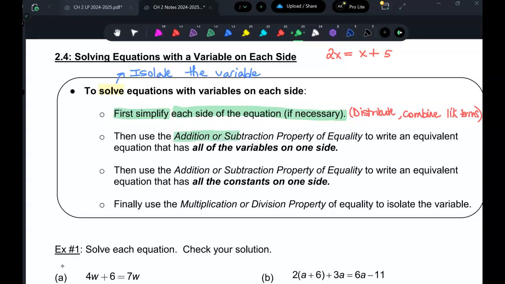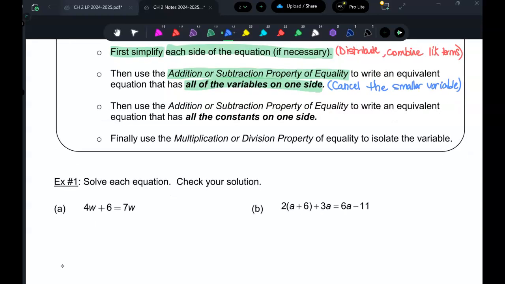Okay, for step 2 we want to use addition or subtraction so that we have all the variables on one side. What I like to do in step 2 is cancel the smaller variable. So for example, up here, I have a 2x on one side, and technically this is a 1x on the right side. So I look at which one is smaller, the 2x or the 1x. The only way to get rid of a 1x is to subtract it from both sides. So that's going to be our step 2.